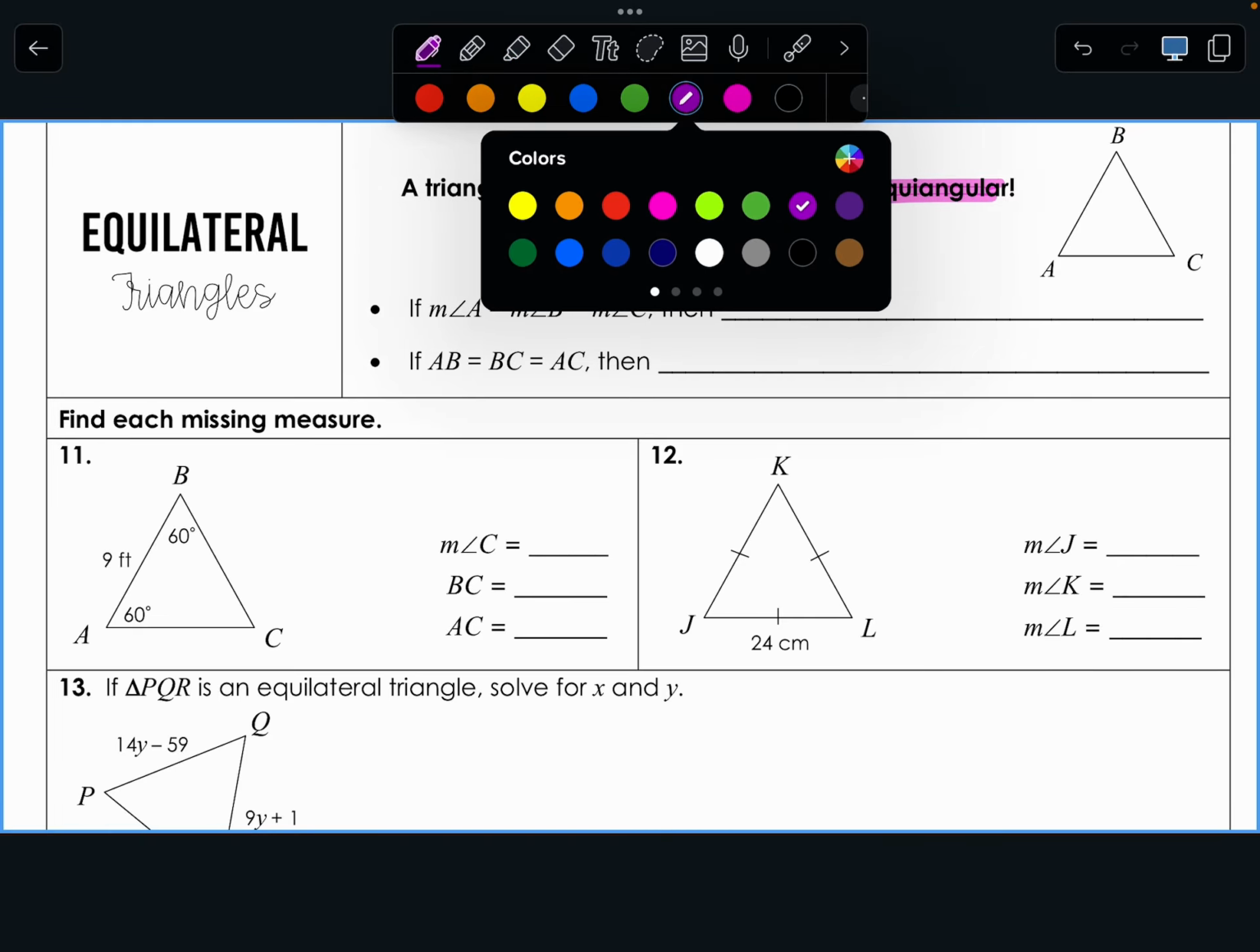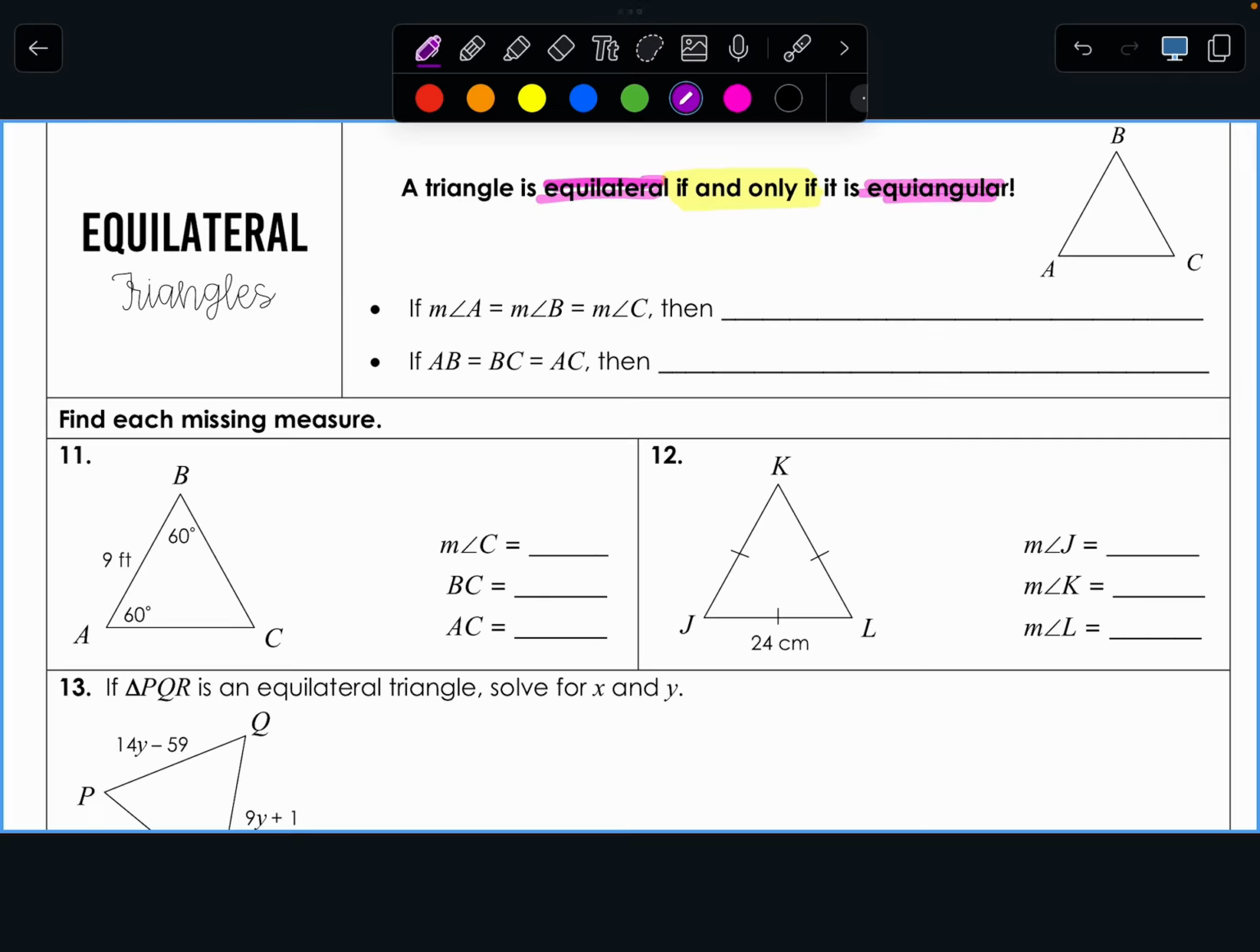So what that means is that if angle A equals angle B equals angle C, so if all the angles are congruent, then AB equals BC equals CA. If all I do is mark the angles, then you know that all the sides are congruent. If all I do is mark the sides, then you know that all the angles are congruent. Angle A equals angle B equals angle C. Put the little M in there, it's more appropriate.